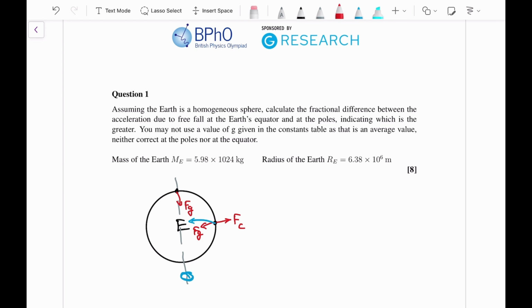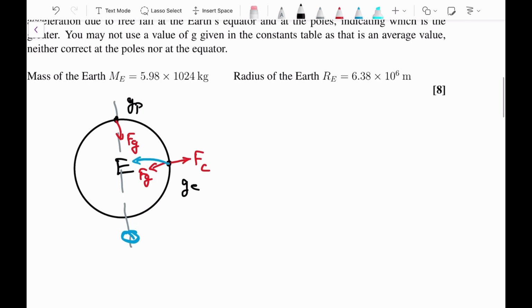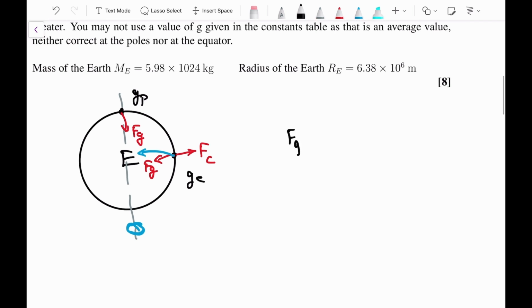And so what we can do is first resolve for GP. GP is like the state where there is no spinning or such. So the easiest way for us to calculate GE, E for equator, would be to subtract the centripetal acceleration from GP. Okay, so first of all, we need to use the formula for gravitational force, which is Fg is equal to G m1 m2 over r squared.